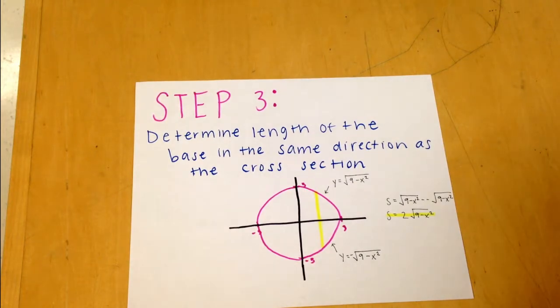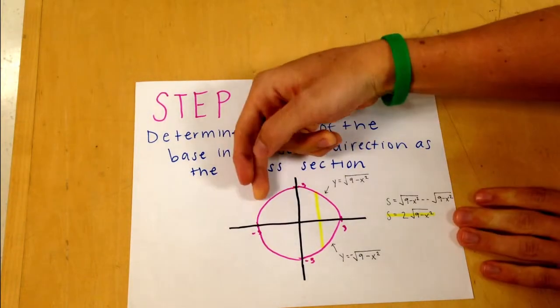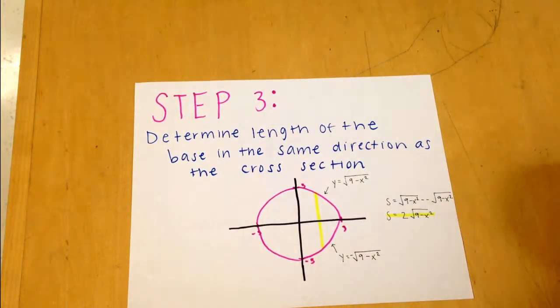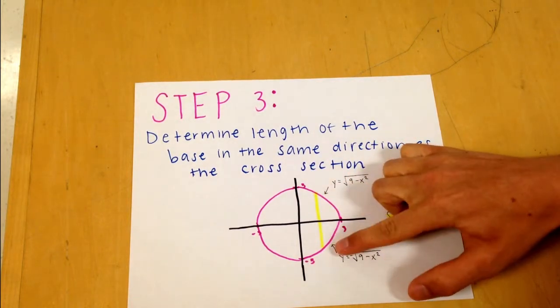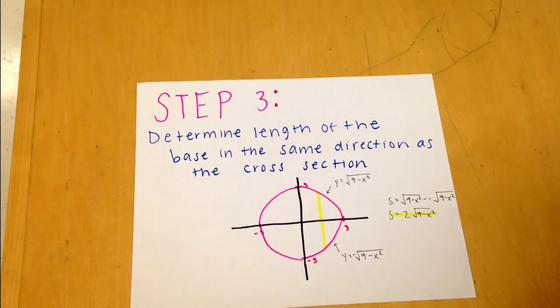Step 3. This is when you determine the length of the base, which is in the same direction as the cross-section. So, as we move from -3 to 3, you're finding the side that's changing on your cross-section. So, in our case, from this yellow line from the top to bottom is our cross-section side that is changing.